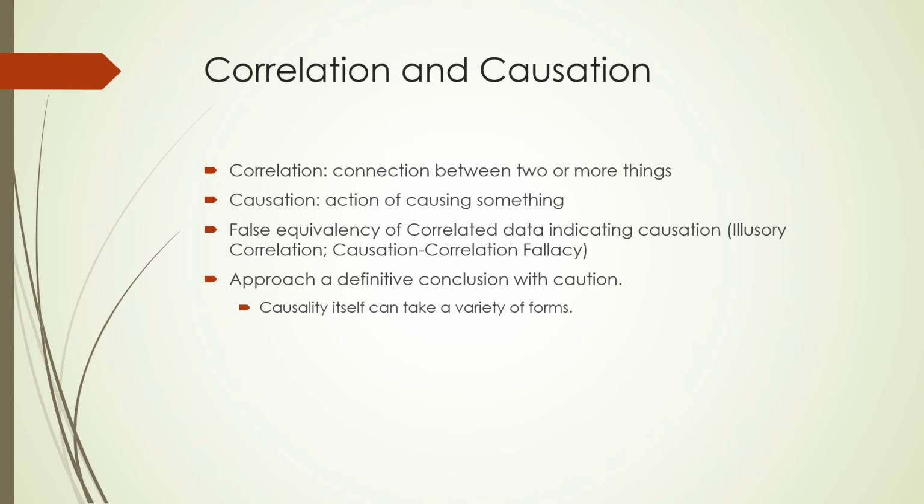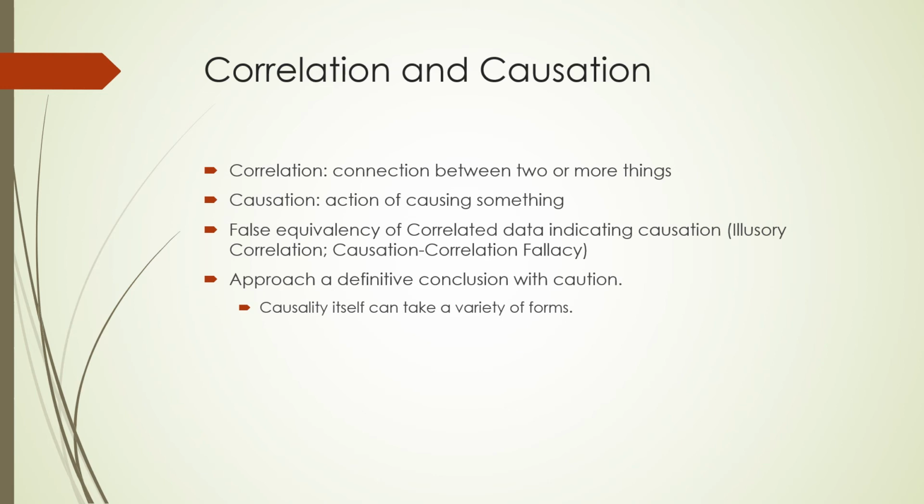And there's a few thinking biases that you're really going to have to make sure that there's actual causation here. You're going to have to control for other factors. You're going to have to control for other things that are happening. And so there's this false equivalency of correlated data indicating causation, which may happen. There's a few things like illusory correlation and correlation-causation fallacy, where you believe that two correlated things may actually be causing something to happen. Okay?